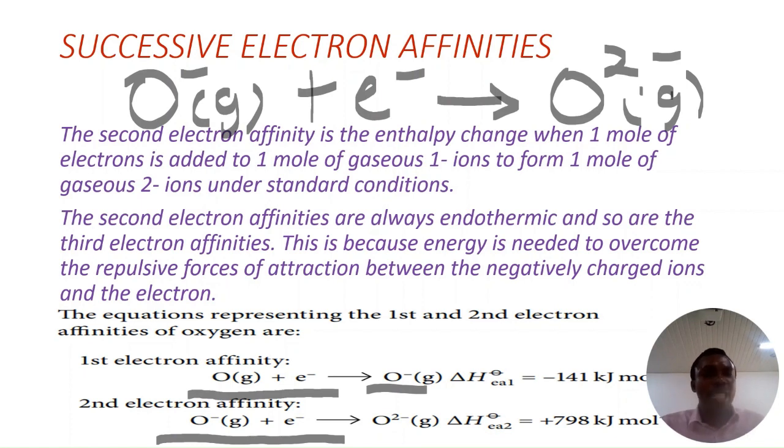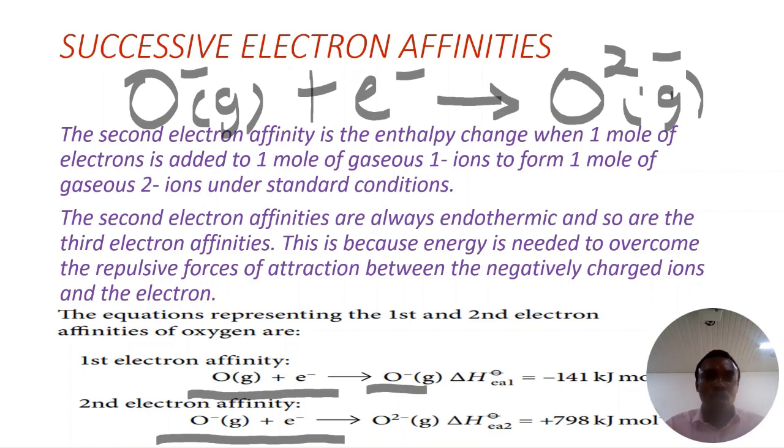Now from the enthalpy change of electron affinity value, you can see that the second electron affinities are always endothermic, and so are the third electron affinities. The second electron affinity, third electron affinity, they are always endothermic. But first electron affinity is always exothermic.